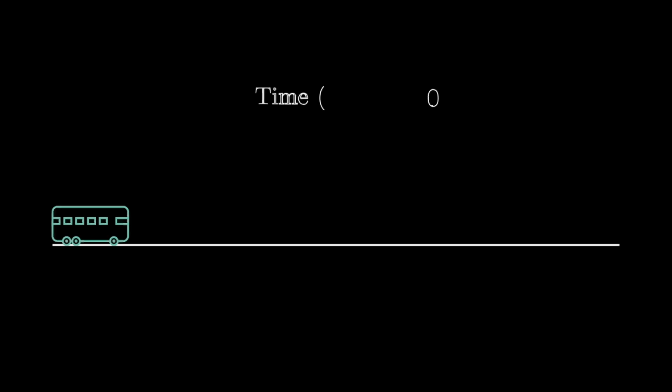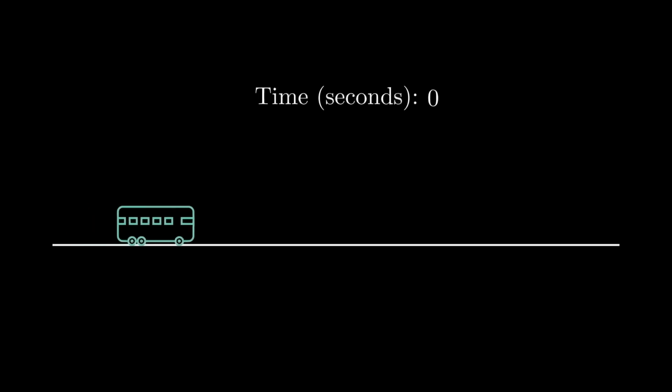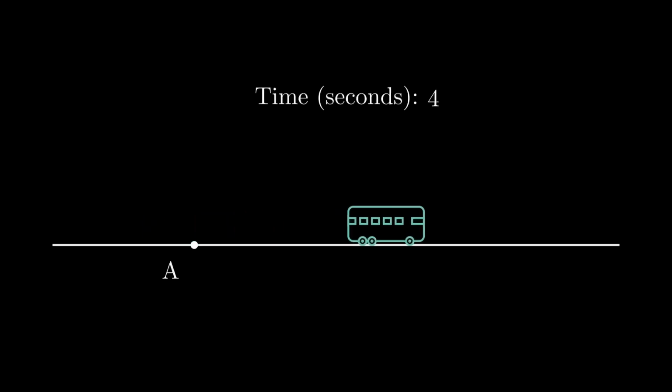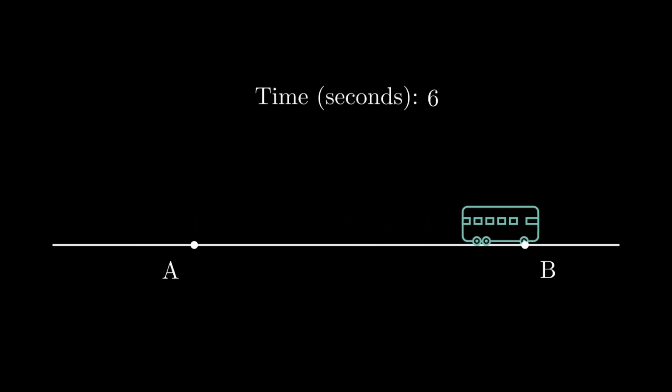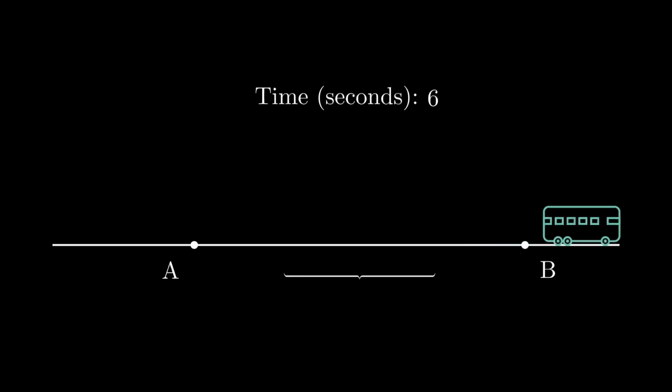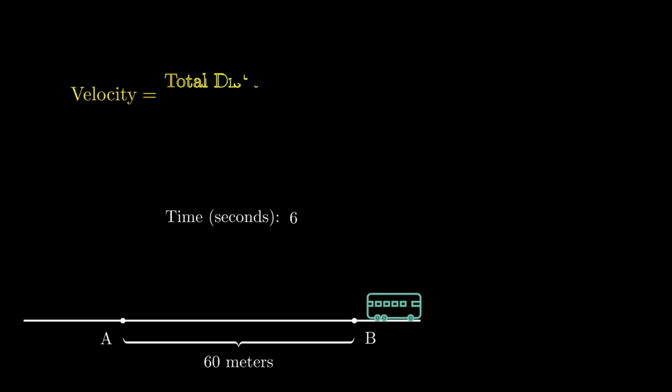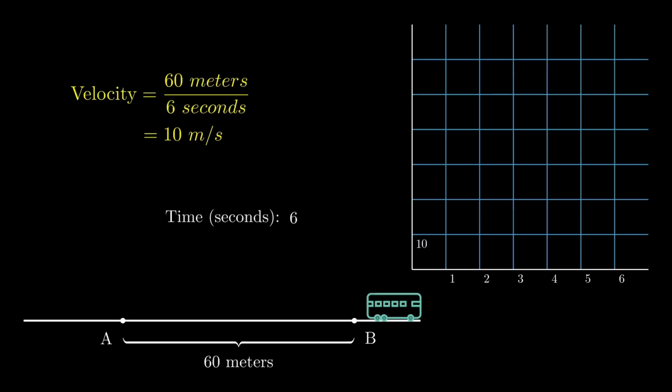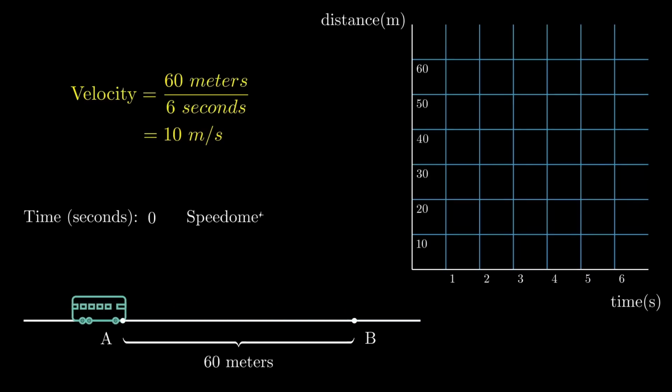Let's see why you might not understand what actually velocity means. So imagine a bus moving on a plane between point A and B. Imagine that it takes 6 seconds for the bus to go from A to B, and A and B are 60 meters apart, just to keep things simple. If I ask you what is the velocity of the bus, you can simply divide 60 meters by 6 seconds, which will give you 10 meters per second.